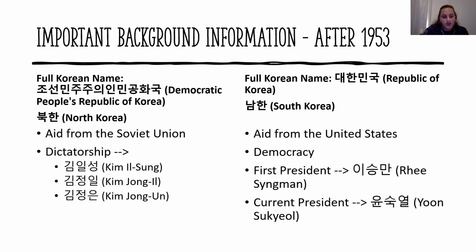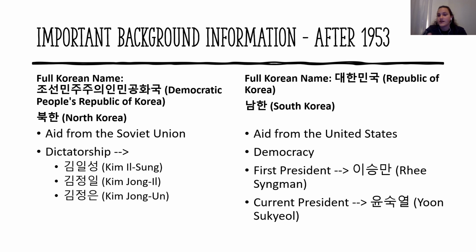However, if you notice, these two characters were the same as what was originally known as Choson. So North Korea still technically sees themselves as true Joseon, and they never separated. These two countries are more commonly known, in the Korean language, as Bukhan, meaning North Korea, and Namhan, meaning South Korea.